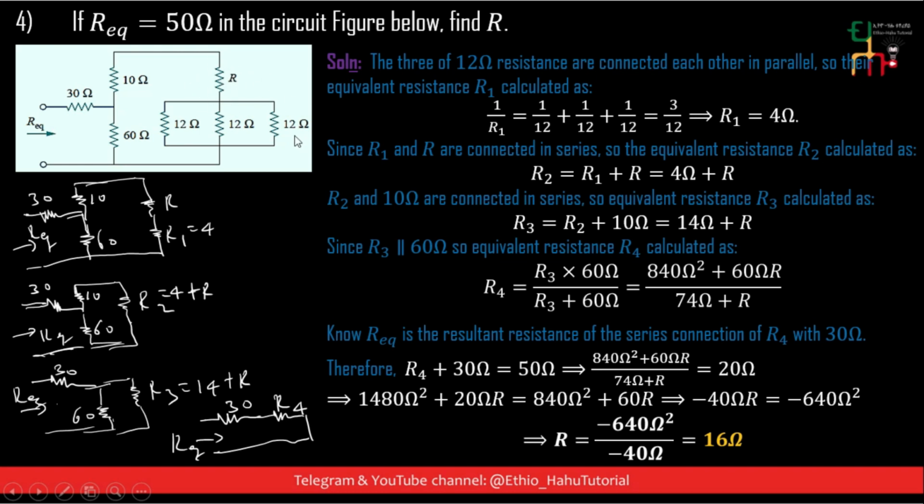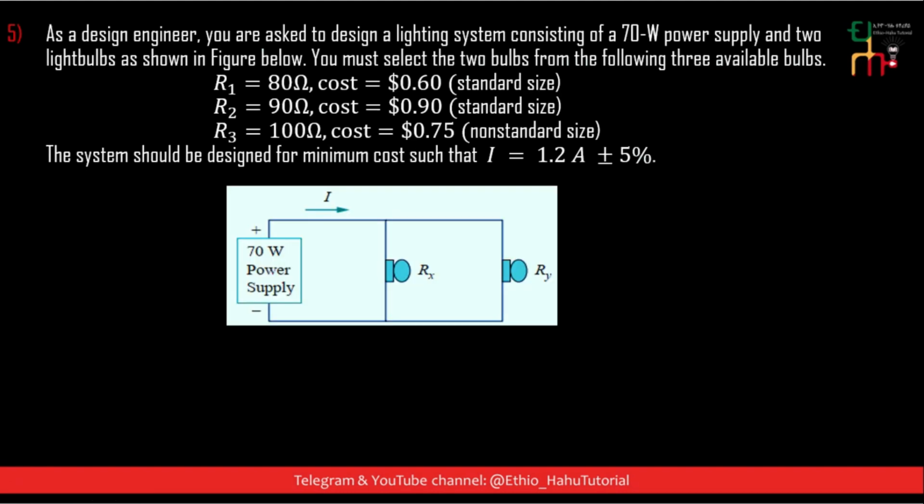ወደ አምስተኛው ጥያቄ ስንሄድ ምንድነው የሚለን? As a design engineer, you are asked to design a lighting system consisting of a 70 watt power supply and 2 light bulbs as shown in the figure below. You must select the 2 bulbs from the following 3 available bulbs.